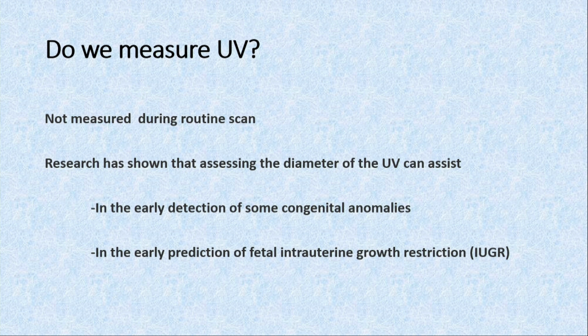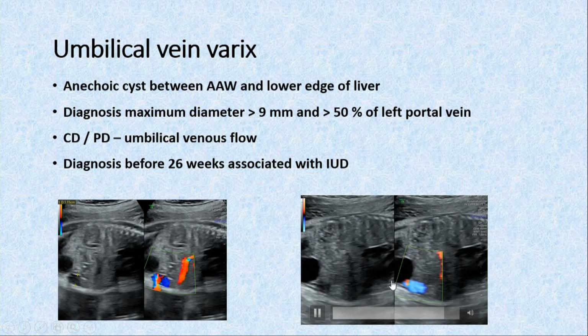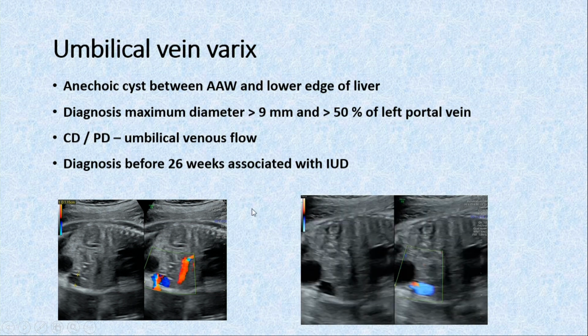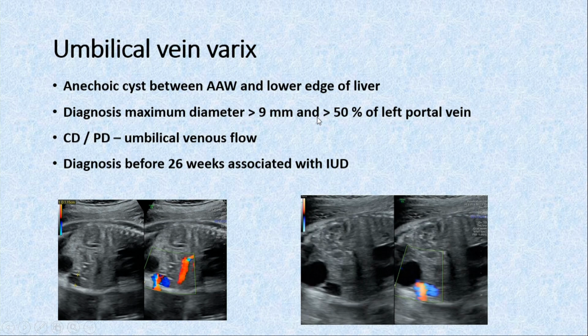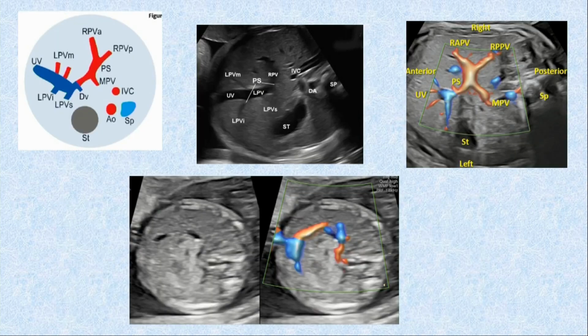Do we measure the umbilical veins? No, normally we don't measure the umbilical veins unless we see that they are very much cystic, which is very common with the umbilical vein varix. And when the vein is more than 9 millimeters or more than 50% of the left portal vein, then we say that it is a varix. So this is the normal anatomy.